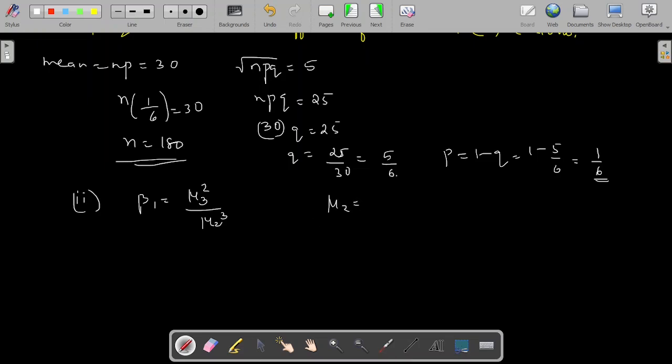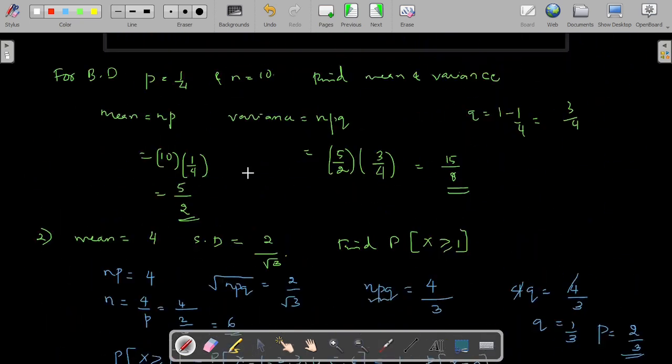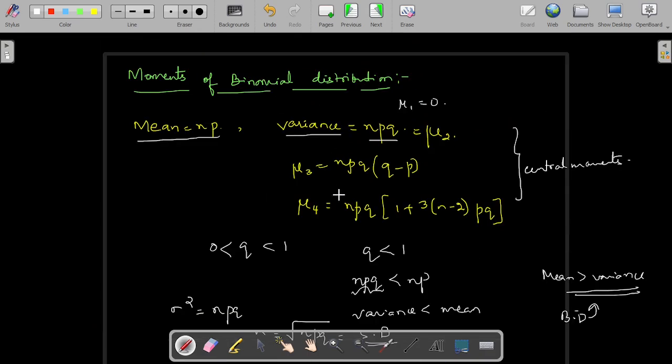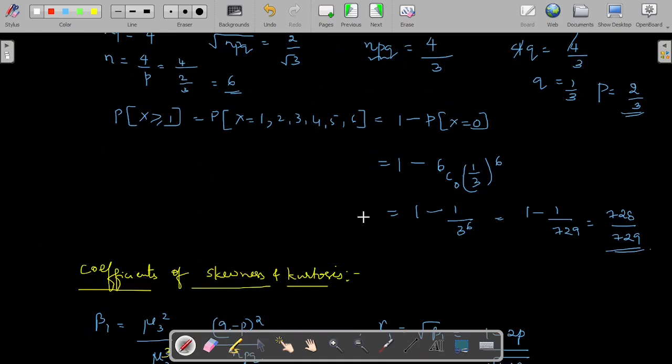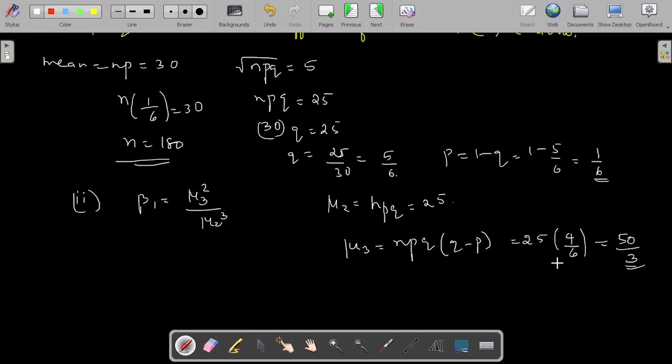Mu 2 is given by, as per the formula here. This formula you have, substitute here for mu 2 and mu 3. Mu 2 is variance, so that is npq, which we got as 25, and mu 3 is equal to npq into (q minus p), that is equal to 25 into (q minus p). 5 by 6 minus 1 by 6 is 4 by 6. So after simplifying this, we'll get 50 by 3 because this is 2 by 3.